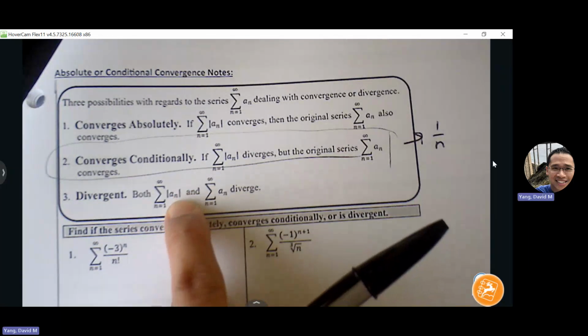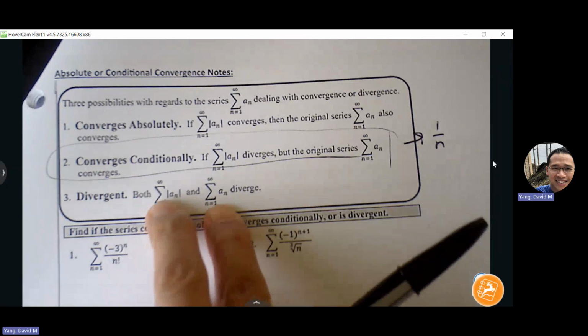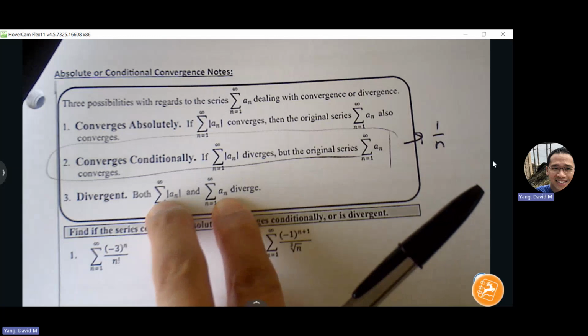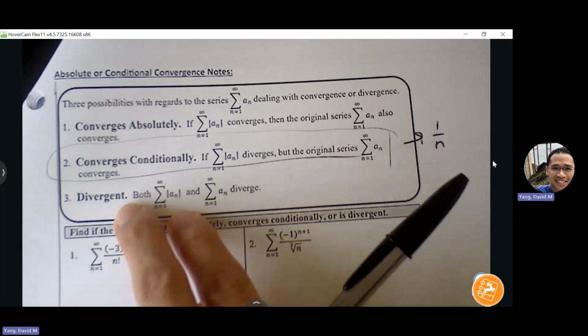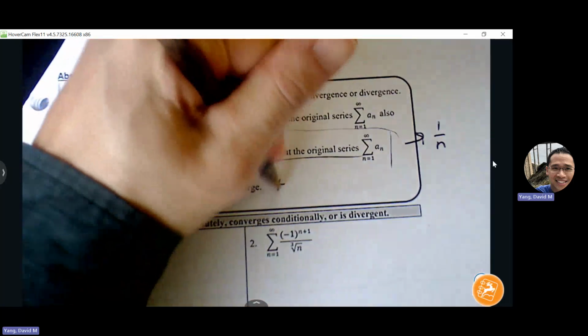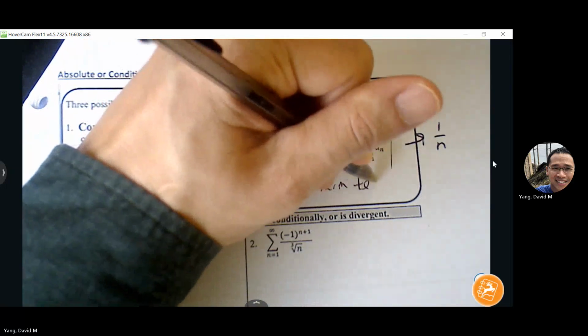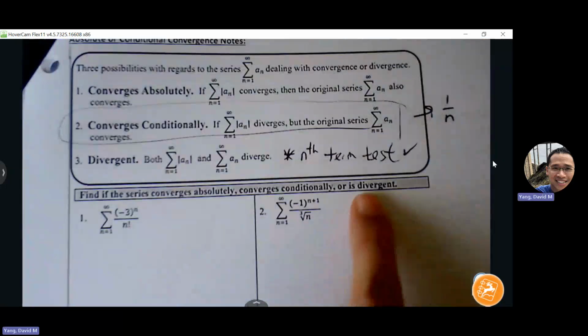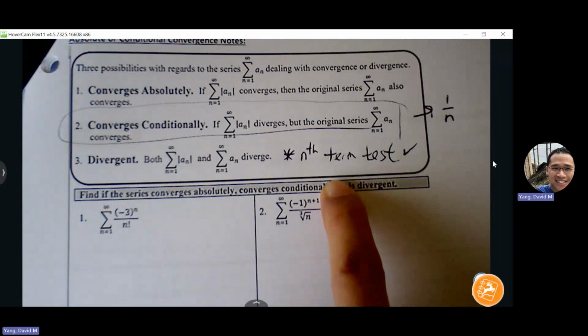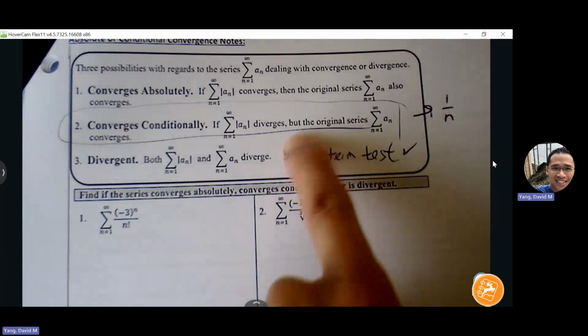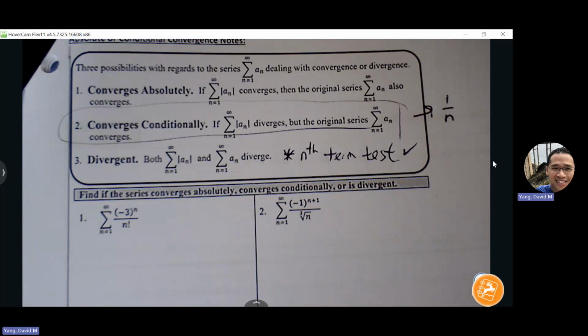Divergent is if with or without the alternator, both series diverge. So this one we can just tell by the nth term test. Sometimes the alternator is not able to help because the nth term test of that rule of sequence diverges. So even with the alternator, it'll diverge.